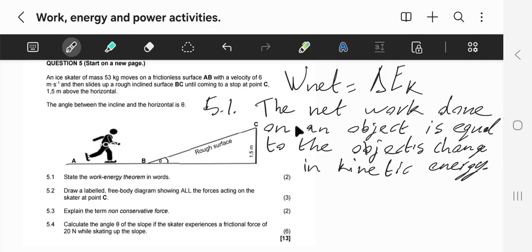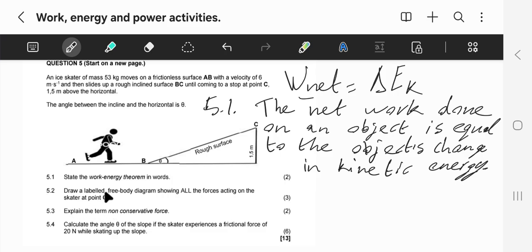Okay, so this is it, guys. We'll say, using the formula, the net work done on an object is equal to the object's change in kinetic energy. That's all, guys. Once you write the formula, work net is equal to delta EK, you say that the net work done on an object is equal to the object's change in kinetic energy, and you'll get your 2 marks. Now let's move on to 5.2.